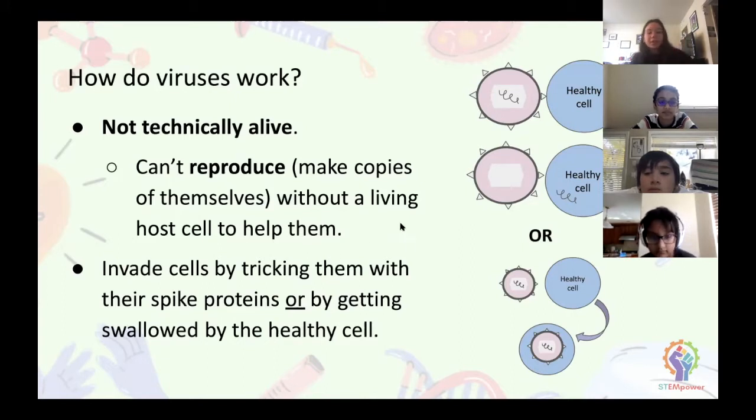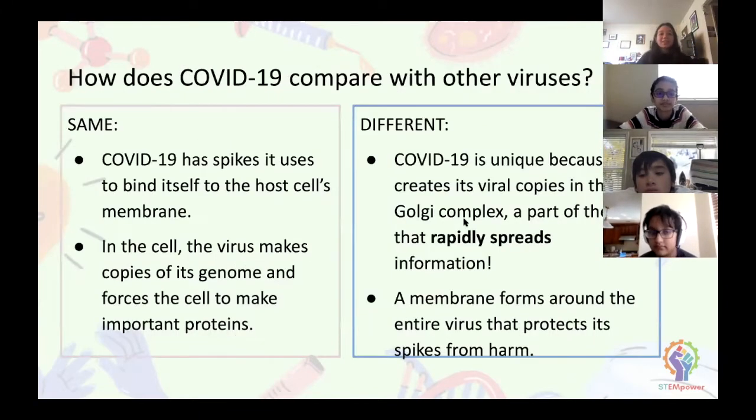Also, one thing to keep track of is that bacteria and viruses are different. I think we've learned about bacteria, and it's not the same thing as a virus. So let's compare COVID. It's probably the most realistic example you're going to be able to see in real life, something you can experience and relate to. COVID-19 has spikes that it uses to bind itself to the host cell's membrane, and then it also creates copies of itself.